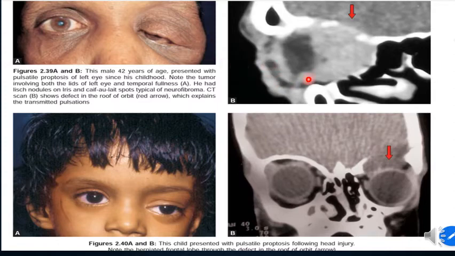And coming to the CT, see, there is a defect in the roof of the orbit, which explains the transmitted cerebral pulsations, which result in pulsatile proptosis. And the lower picture is a child presented with pulsatile proptosis following trauma. Why? Because there is a fracture of the roof of the orbit. Through that fracture, the frontal lobe herniated, and the pulsations of the frontal lobe are the reason for the pulsatile proptosis of the child.